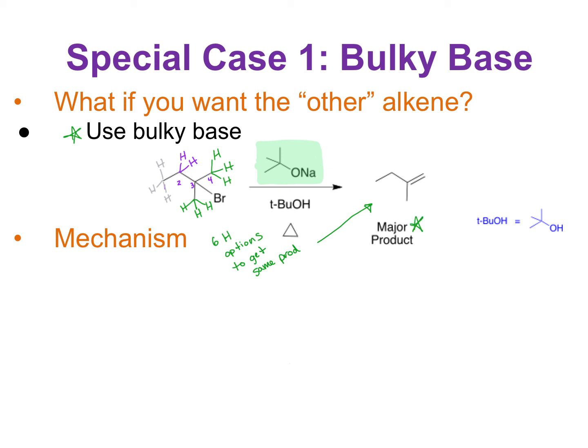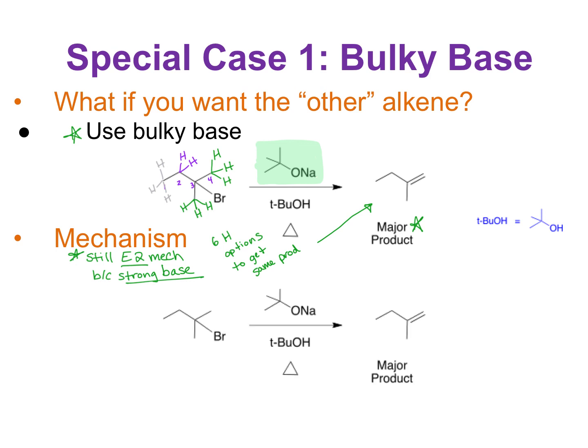Now, just to be sure we're clear, we also want to be able to draw the mechanism for this. So because it's a strong base, it's still going to be an E2. So this is not an E1 situation. It's going to be E2 because it's a strong base. So let's draw what that looks like. Okay, so I'm going to redraw the reaction down here so we have some space. And then we're going to redraw our base because it's strong. So let's draw that here with the minus charge.